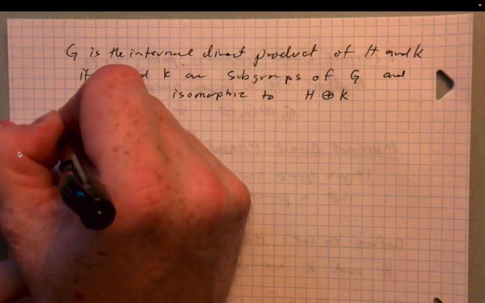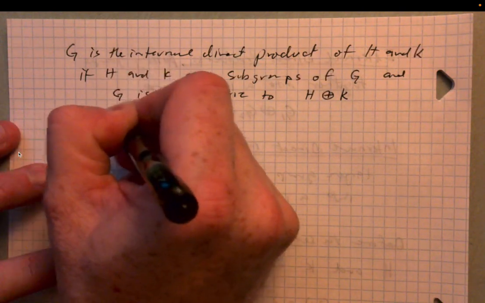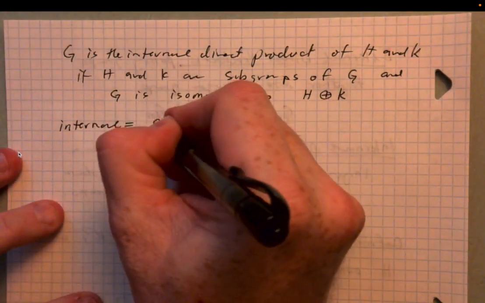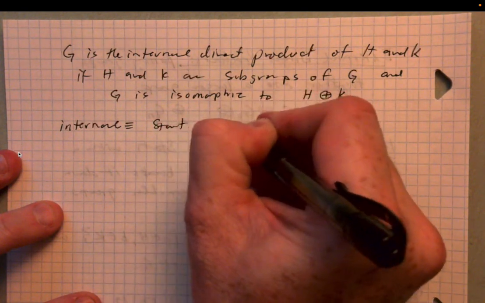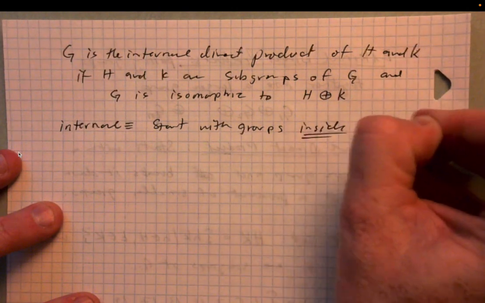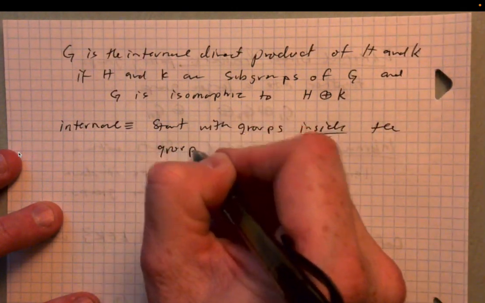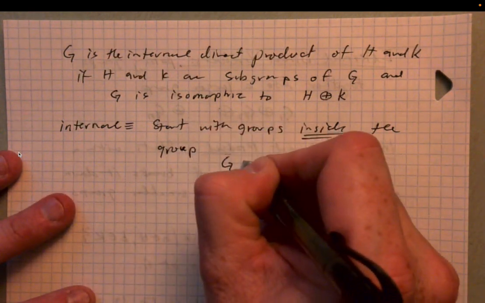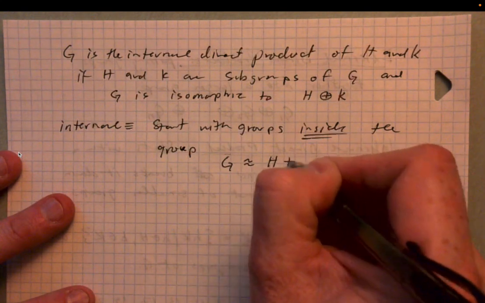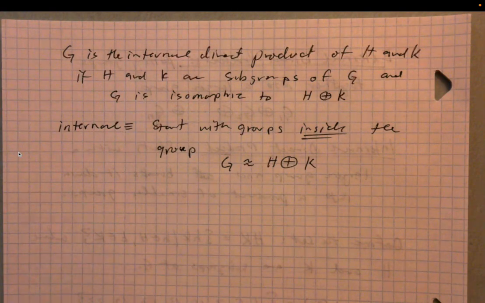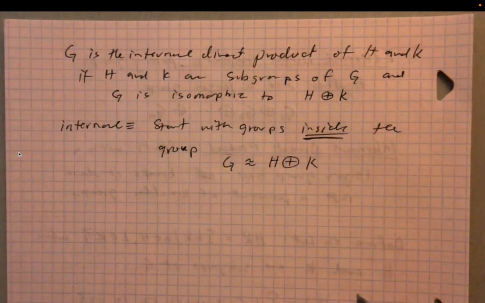So when we say internal, what does that really mean? It means you start with groups inside the group, and you end up with G isomorphic to an external direct product of the two subgroups. But the key is you start inside the group.